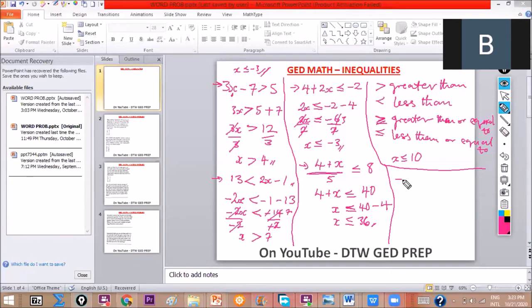Okay. Can you do this? 6x less than 5x plus 2. Can we all try this now? I'm going to bring the 5x to the other side. 6x, no, hold on, 6x minus 5x plus 2. Then 6x minus 5x is going to be 1x.